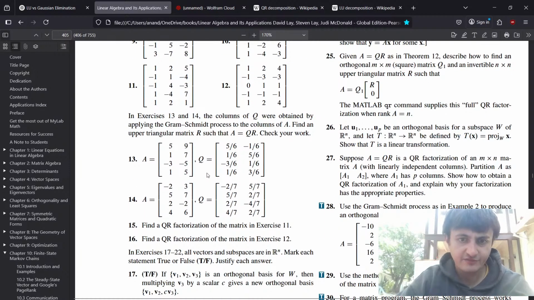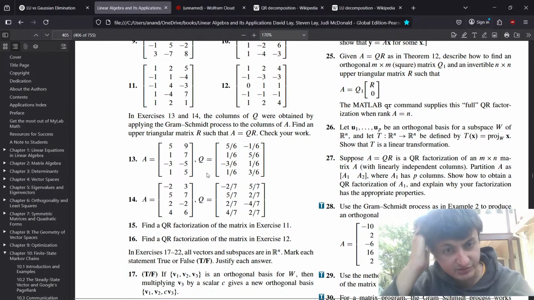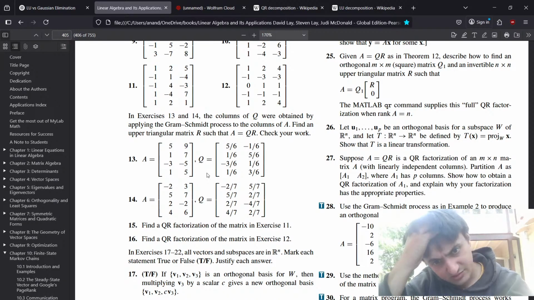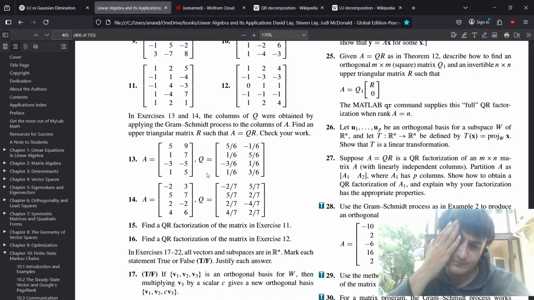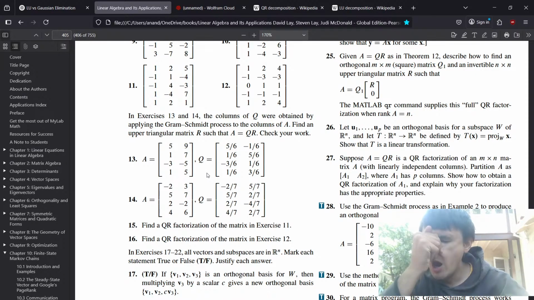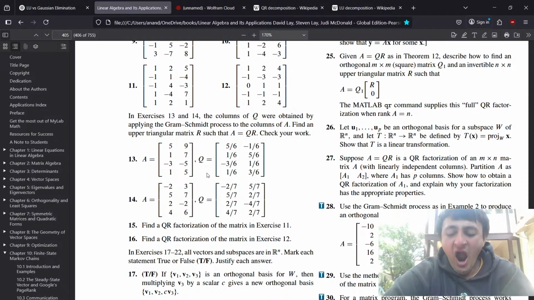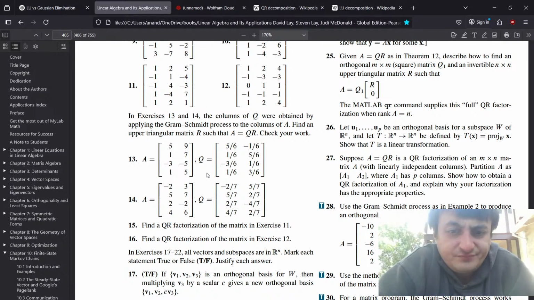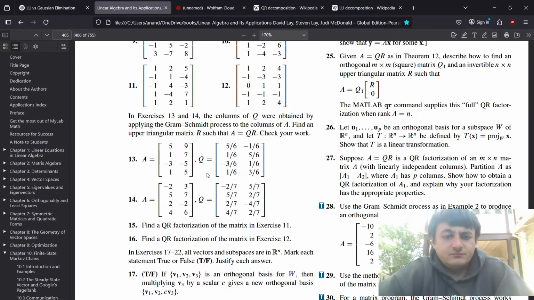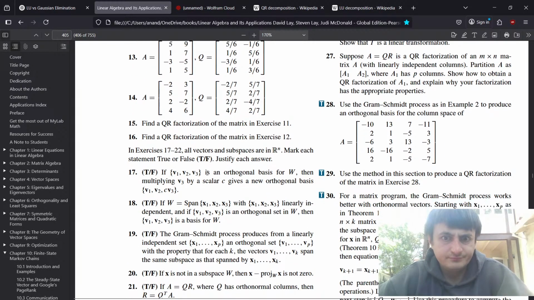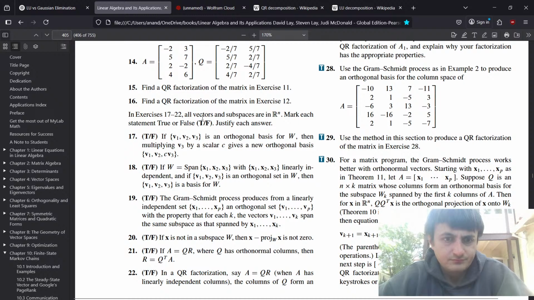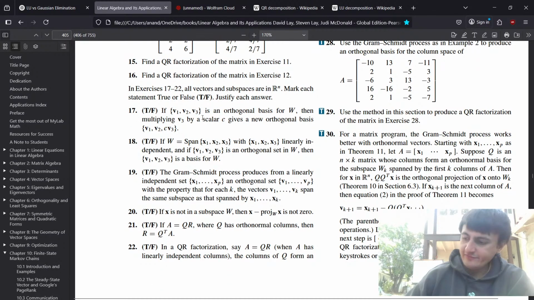Alright, in exercises 13 and 14, the columns of Q were obtained by applying the Gram-Schmidt process to the columns of A. Find an upper triangular matrix R such that A equals QR. Alright, let's just do these. Alright, 17.